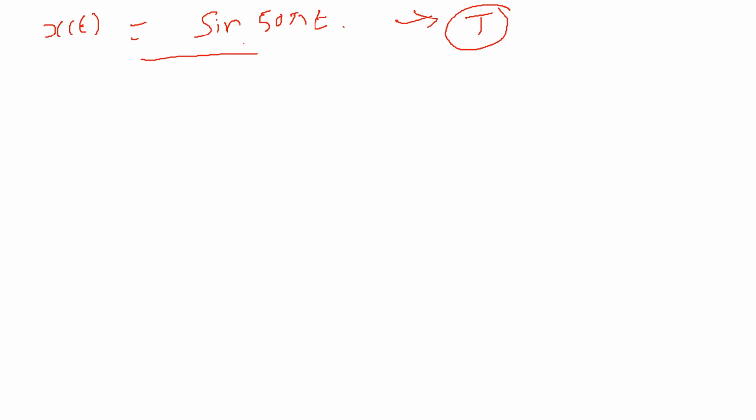Let's try to solve one more problem. With this we will wind it up. x of t is equal to sine 50 pi t. So you have been asked to find the value of the period of this particular signal. Find the capital T for this particular signal. So how will you do that? We have done an example. Please refer to it if you don't understand.